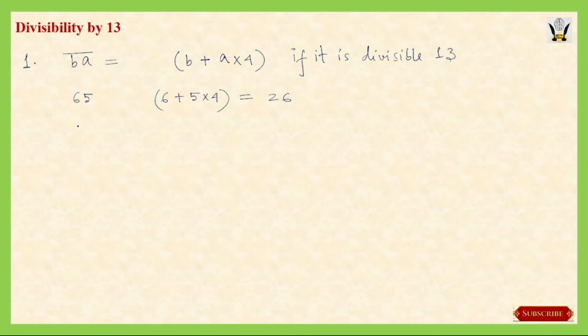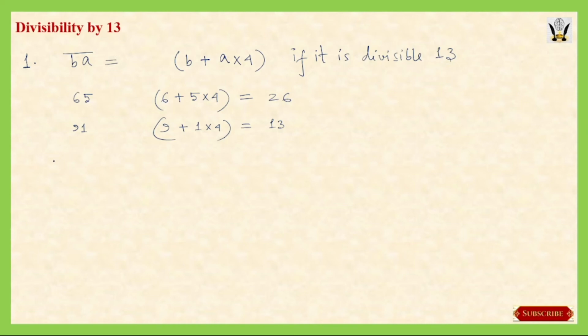Now if we choose another number, say 91, 1 will be multiplied by 4, and then that will be added to 9. So what will be the value of this addition? It will be 4 plus 9, 13, and 13 is divisible by 13. So this number 91 will be divisible by 13.